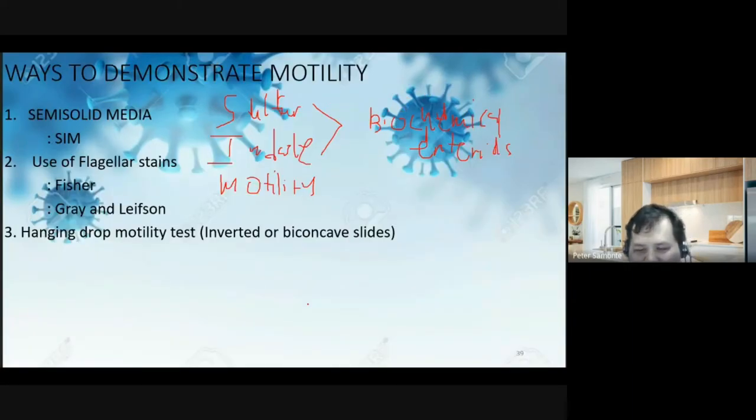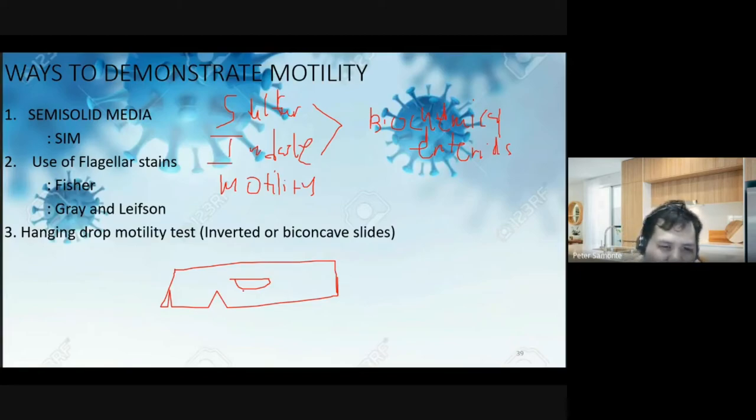Now, another one to demonstrate your motility would be the use of your flagellar stain. So, you have your Fischer and Gray and Lifson. Now, for your flagellar stain class, you'd still use a biconcave slide. So, depression, same, lagay mo sample, lagay mo water, then you have to put drops of the stain. Then you have to be fast in the situation kasi pwedeng mamatay yung bacteria. Magkaroon ka ng false non-motile organism. Then, yung hanging drop motility test, which I discussed earlier.